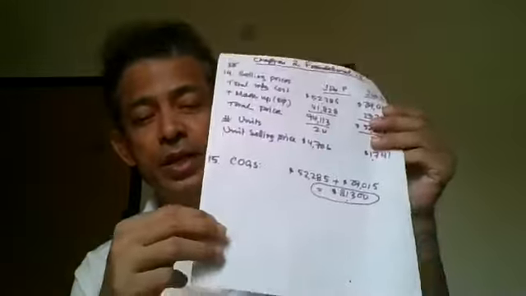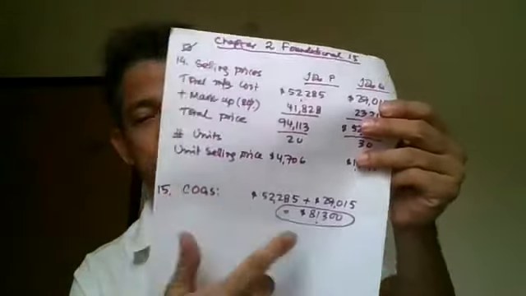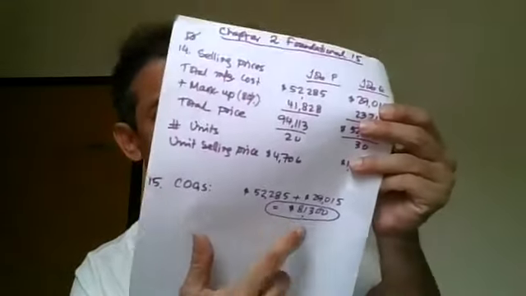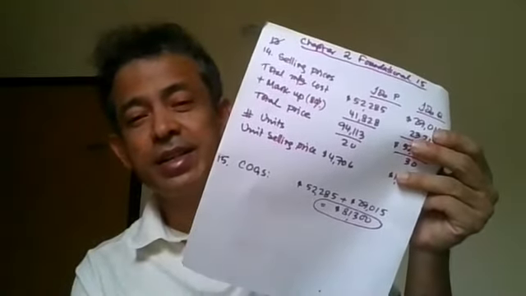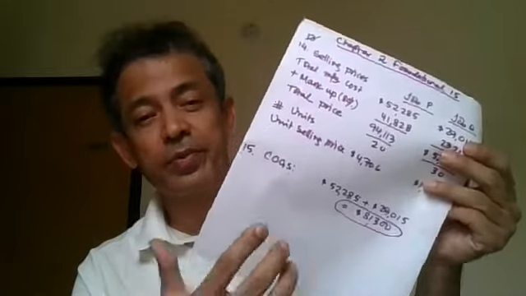Okay. All right. So this is the cost of goods sold. Just add the two costs together. The costs are calculated under requirements 12 and 13. So add the two costs and what it is, same as under the departmental overhead rates, still $81,300.